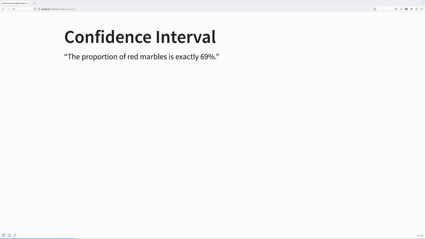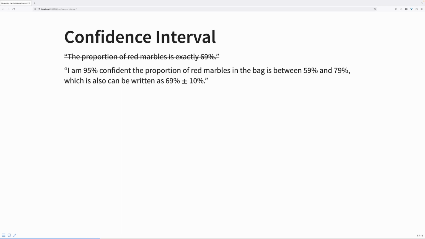Instead of saying the proportion of the red marbles is exactly 69%, we could use the confidence interval to say, I'm 95% confident that the proportion of red marbles in the bag is between 59% and 79%, which also can be written as 69% plus or minus 10%. Put it another way, if you think 69% could be off by 10% from the population proportion, then we can estimate the proportion with the interval 59% to 79%. The 10% is called the margin of error.